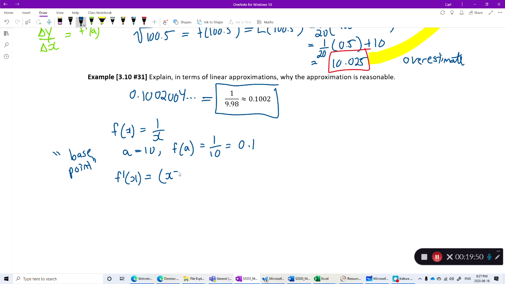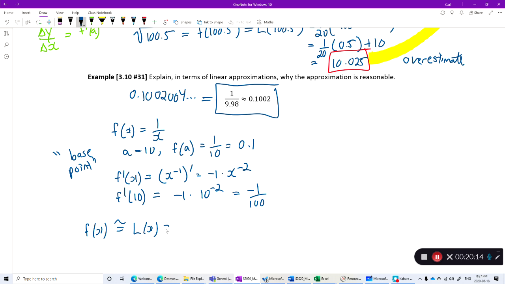Let's write it like this. X to the minus 1 prime is negative 1 times x to the negative 2. So what is the derivative at 10? It's negative 1 times 10 to the negative 2, which is negative 1 over 100, right? So what's the linear approximation? F of x is approximately L of x, which is f prime of a times x minus a, plus f of a.